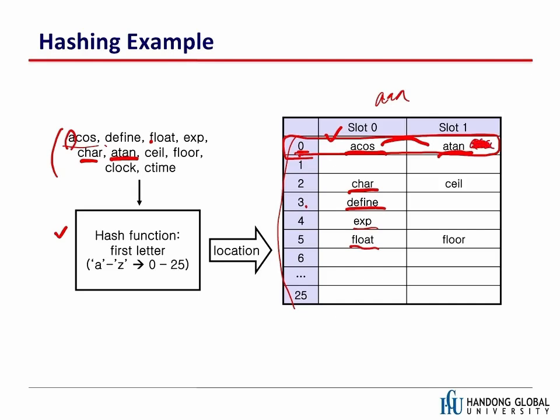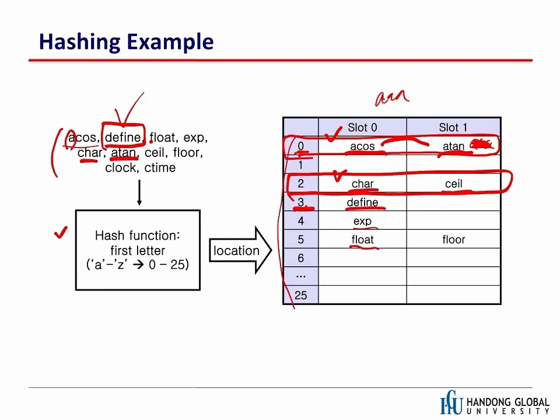And how about the next one, ceil? Ceil has c as the first character, and c is the third character, so it should be in this bucket. The first slot is already taken, and ceil should be in the second slot. So this is simple, and this explains pretty much everything about hashing. As I said, when we apply a hash function for define, we don't care about the other identifiers; only based on this identifier we can find the location.